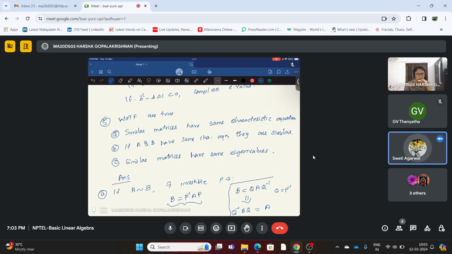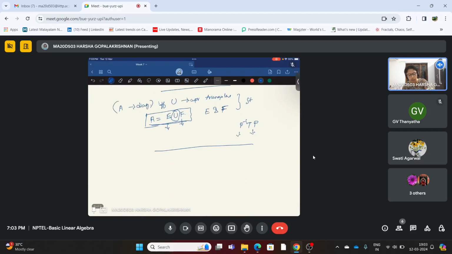Similar matrices have the same eigenvalues. This is true, because they have the same determinant and the same characteristic equation. So the eigenvalues are the same. Eigenvalues are solutions of the characteristic equation, and since they have the same characteristic equation, the eigenvalues should be the same.